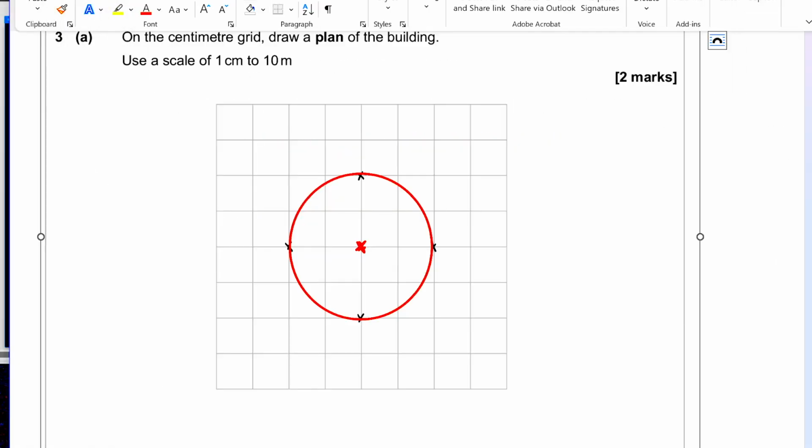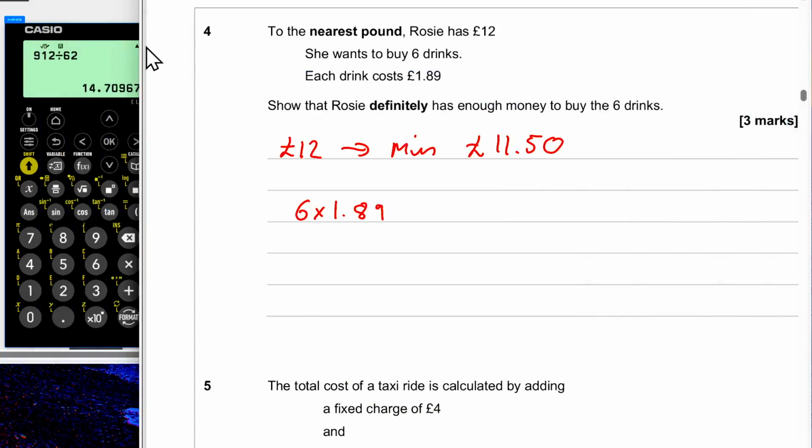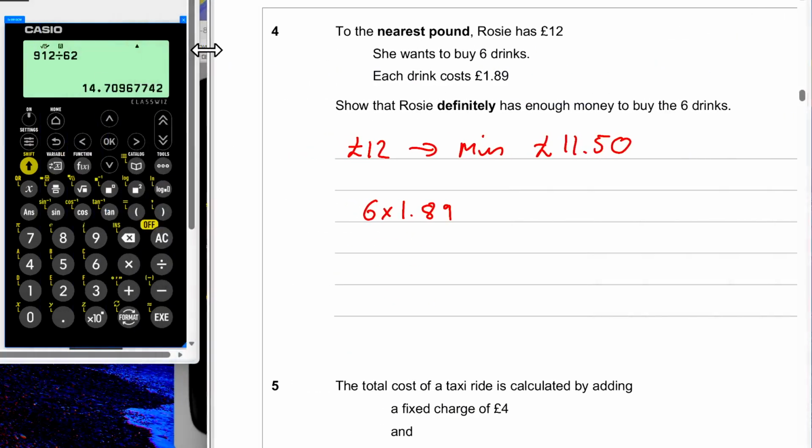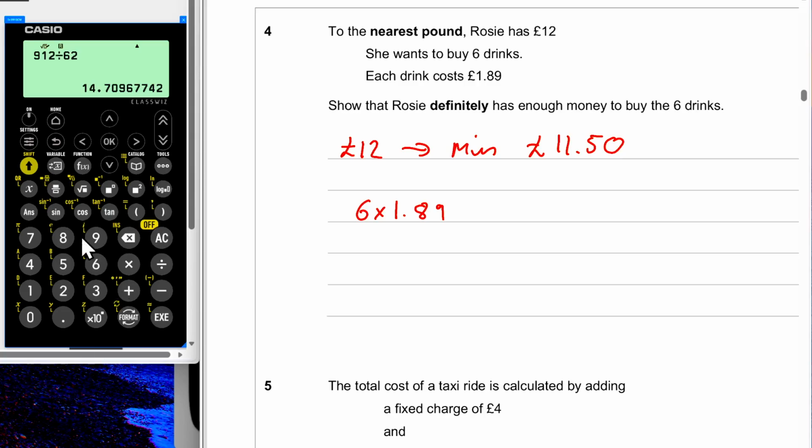Oh, still got Word open there. There we go. So 6 times by £1.89 is going to give us, as a decimal, £11.34. And then we can just say £11.34 is less than £11.50.